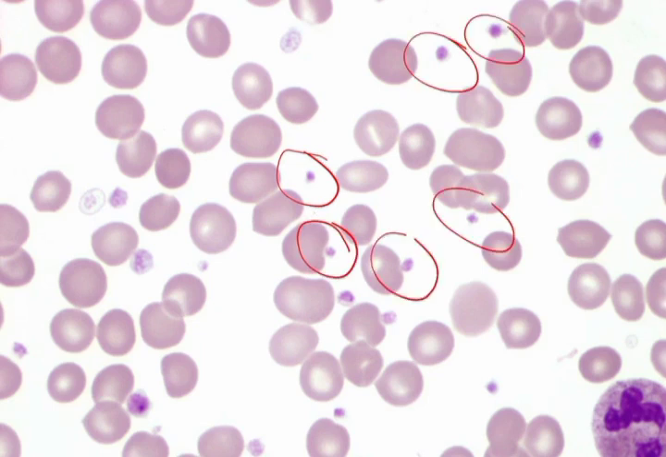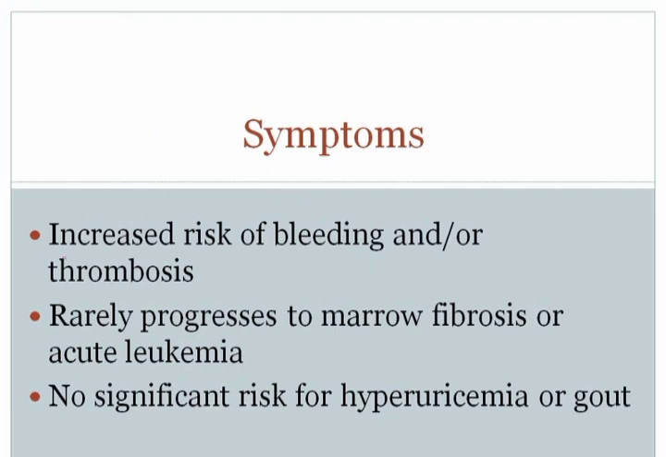Another circumstance that could result in a very similar pattern would be iron deficiency anemia. Iron deficiency anemia can also have a lot of platelets associated with it. And so when we have a lot of platelets, we want to think about the possibility of essential thrombocythemia, but in the back of our mind, we should also think about the possibility of iron deficiency anemia. The symptoms of essential thrombocythemia will either be increased risk of bleeding or thrombosis. Basically, either the platelets will not be functioning, giving you an increased risk of bleeding, or the platelets will be over-functioning, increasing the risk for thrombosis.